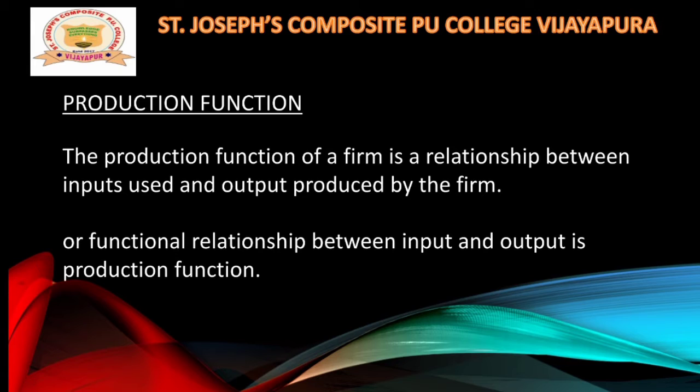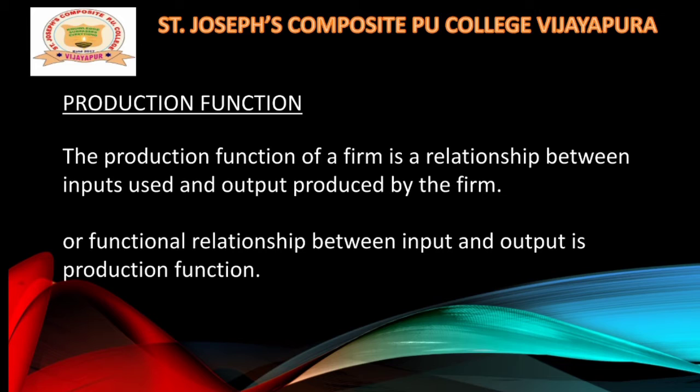So today we are going to discuss the production function. What is a production function? It is a functional relationship, showing how the four factors of production actively participate in producing output. It is the functional relationship between the input used and the output produced by the firm, and that is called the production function.